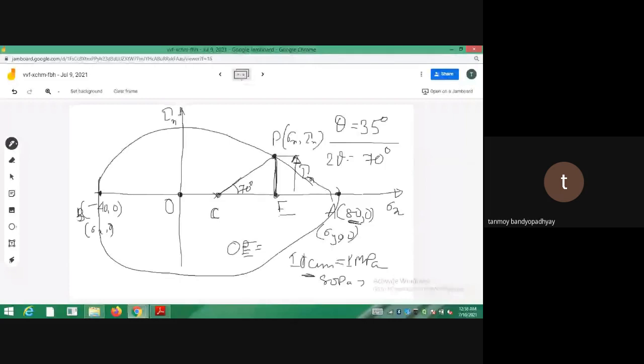Am I clear? So this is your homework: drawing the Mohr circle.